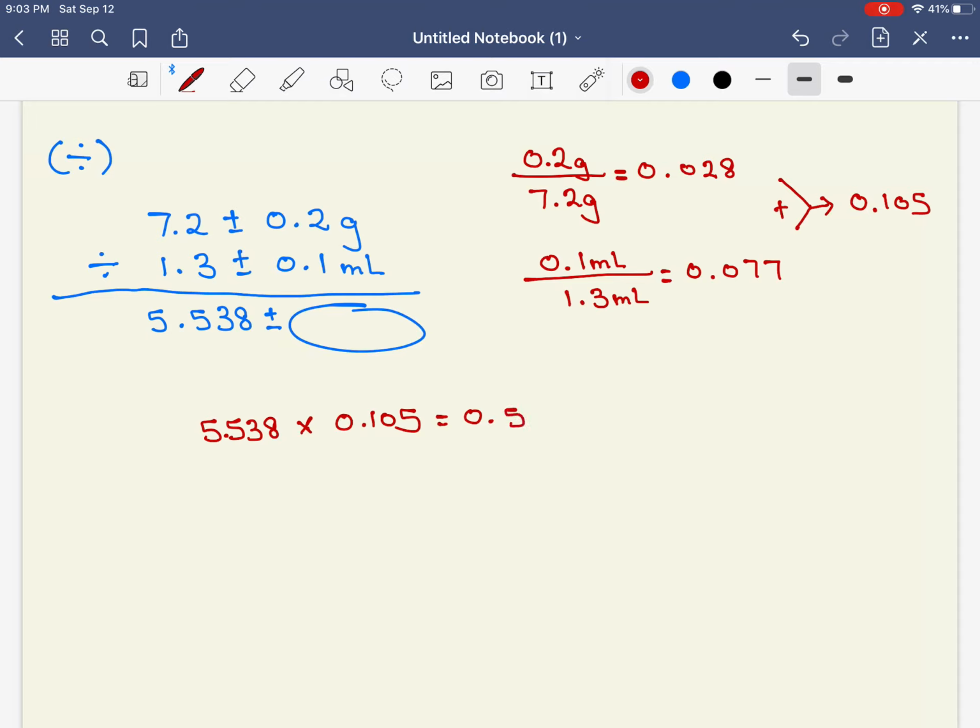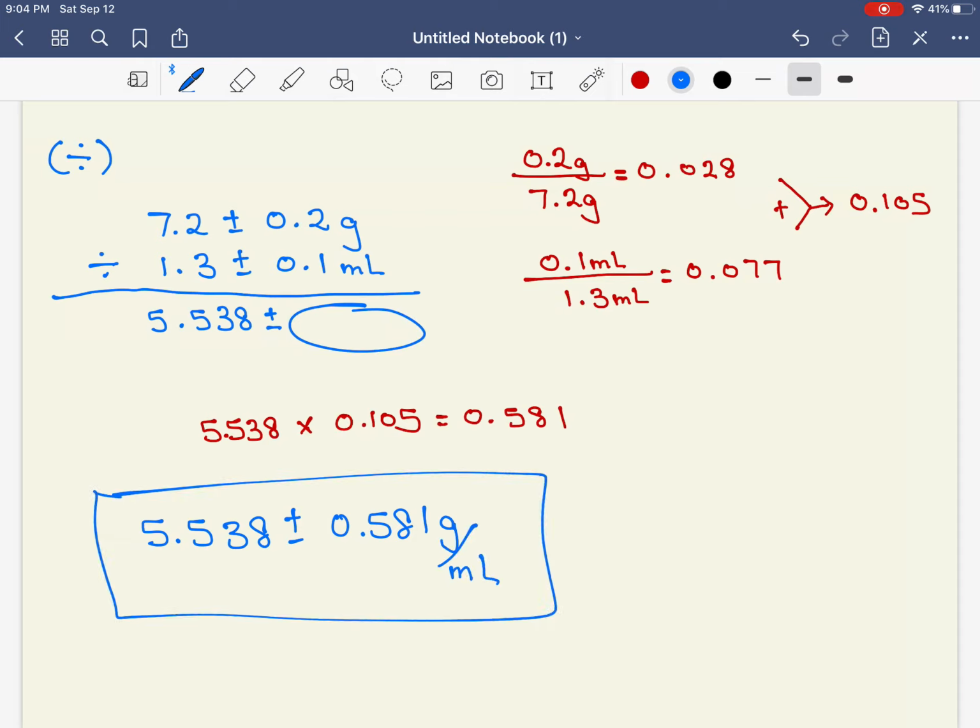And that will give me 0.581. So my final answer is 5.538 plus or minus 0.581 grams per milliliter.